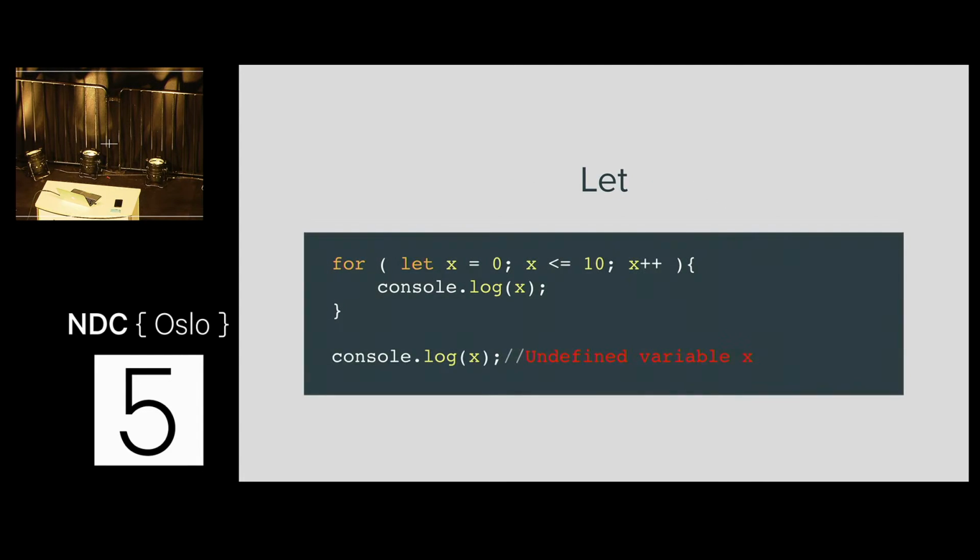Then we've got let. So for example, inside this for loop, we create let x equals 0, and we can do console.log x inside the for loop. But outside the loop, we do not have access to x. This is what we call x is block scoped. Not like the var, which is when you create it inside the for loop, you have access outside of it, which can lead to several issues later on.